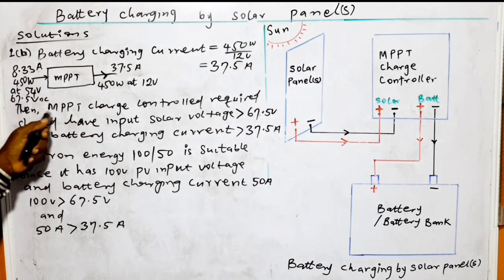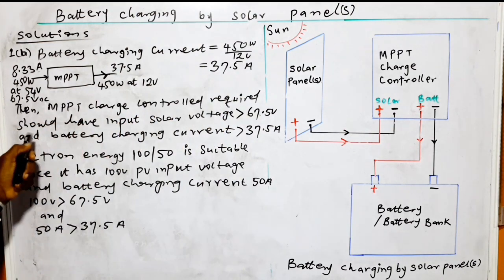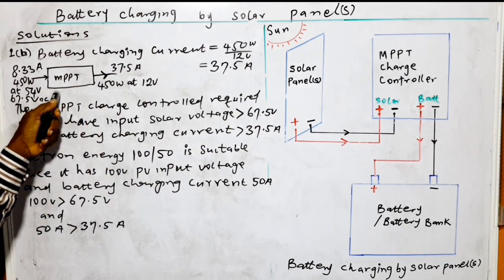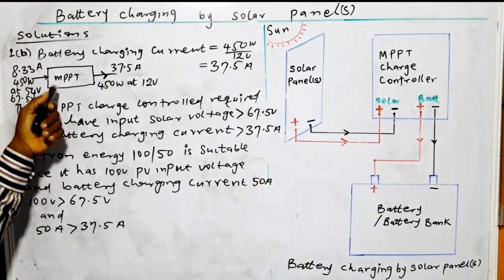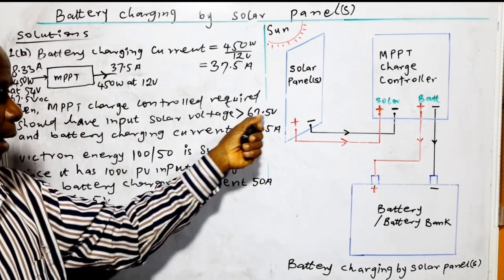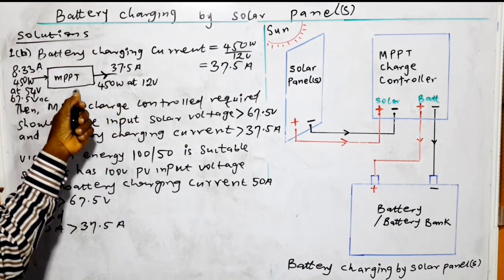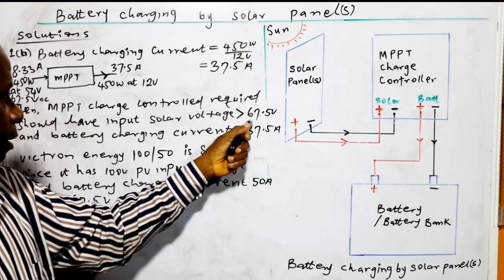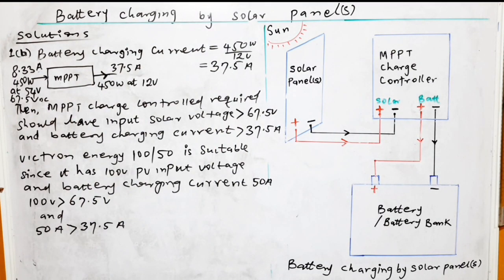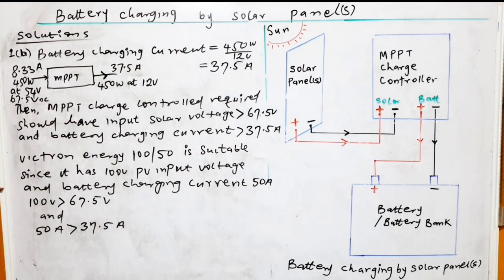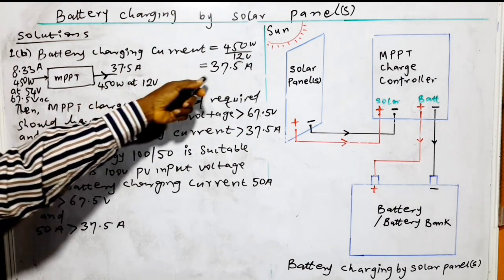Now, then MPPT charge controller requires to have input solar voltage, that is the input terminal from the solar panel. The voltage is this as calculated earlier. This is the open circuit voltage of the solar panel array. So the charge controller input on the solar side should be greater than the open circuit voltage of the solar panel array, which is 67.5. And battery charging current should also be greater than 37.5 ampere.